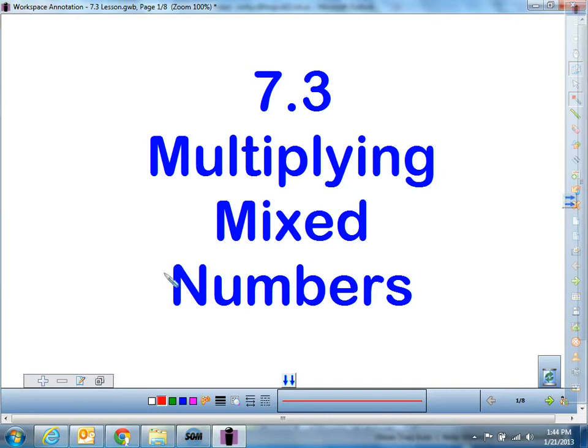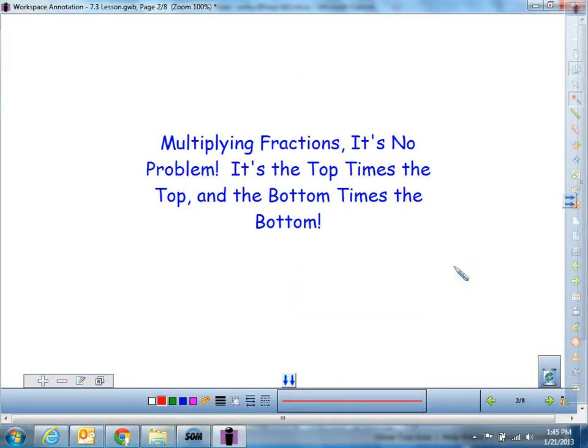Hello, hello. Today we are going to be talking about lesson 7.3, which is multiplying mixed numbers. We've already done multiplying whole numbers times fractions, then we went on to fractions times a fraction, and now we're finally multiplying mixed numbers together here. And through it all, we have had the same saying: multiplying fractions, it's no problem, it's the top times the top and the bottom times the bottom. And we're going to continue on with that.